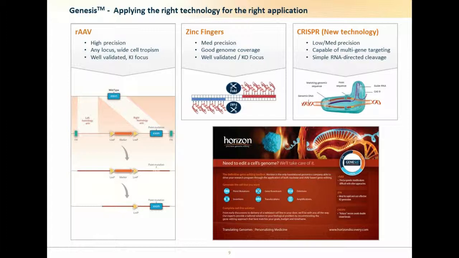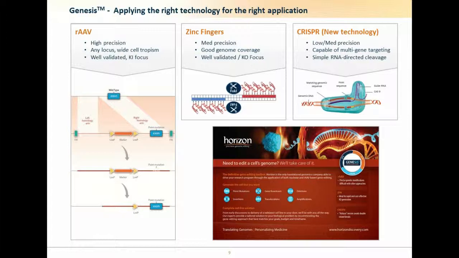What we currently have is we combine 3 different technology platforms: recombinant AAV, or adeno-associated virus. It's a high precision method. It can be used at any locus, and AAV itself, the virus, has very wide tropism. Greater than 90% of all mammalian cells can be efficiently targeted using AAV. It's well validated. It's been around for quite a while. We use it a lot for knock-ins, and I'll explain some of the differences, the advantages and disadvantages of these approaches.